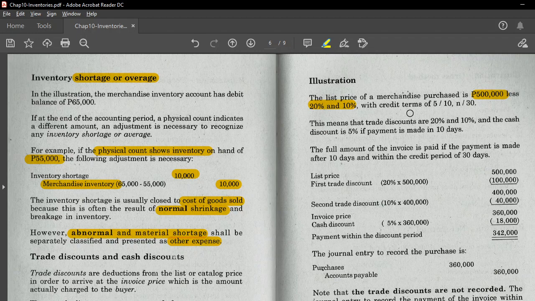So, if that's the case, pwede sige po kag minus 500,000 minus 20%. And then, minus na po kag 10%. Okay? So, in this illustration, yun ang binigay niya, 20-10. And this 20-10 is what we call trade discount. And again, this is not recorded. And your 5, 10, and 30 shows your purchase discount, which is 5% if you will pay within 10 days from the date of sale.